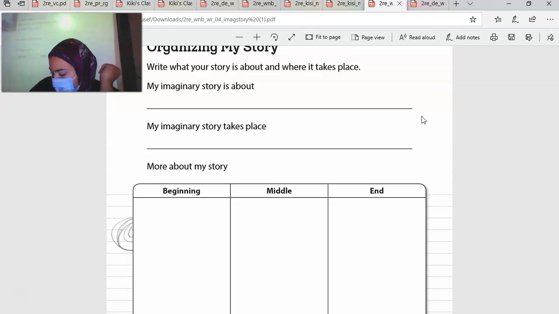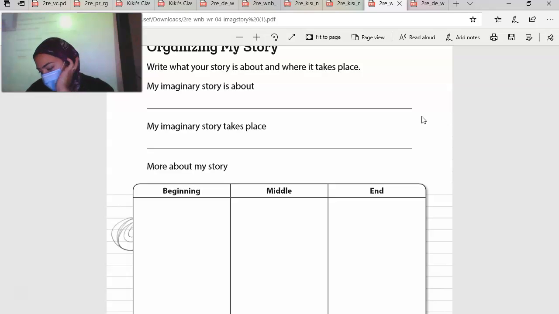For my middle column, I will write down a possible problem. Here's a possible problem. A group of people get lost on a mountain trail. My friend wants to help, but he can't be seen or he will scare people. I write the key ideas in the middle. You're not writing all the details. I'm just writing the key ideas.